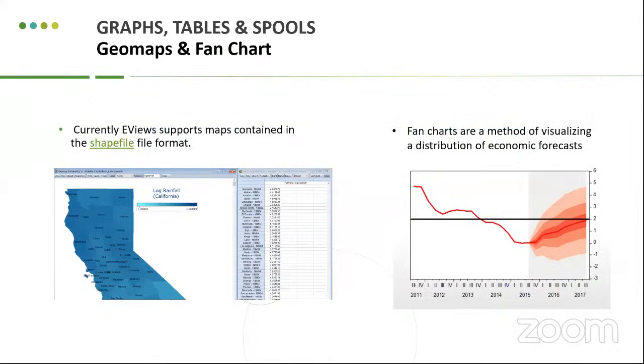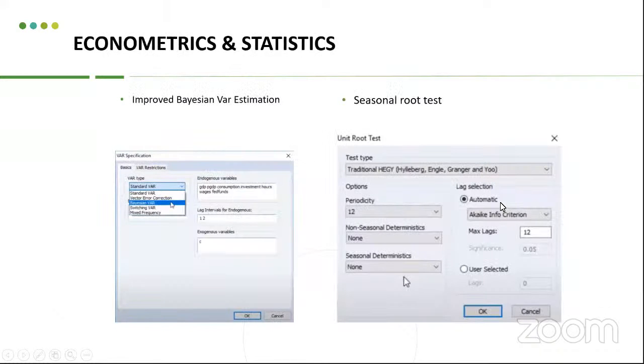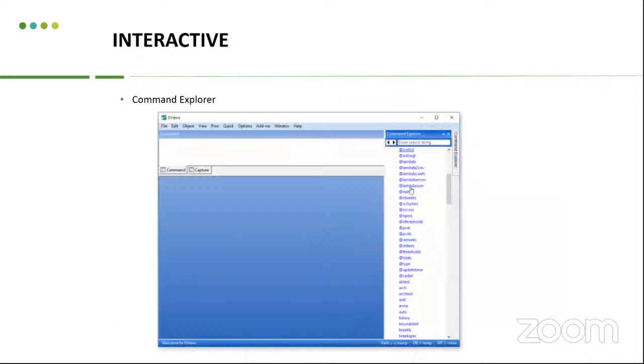Then EViews 11 also came with graph and table improvements, where they introduced the geographical map: if you have a shape file format, you can put that file into mapping in EViews itself. Then in EViews 11, they introduced the fan chart, which you can see in the screenshot over here. Then for econometric statistic, they improved the estimation models, introducing the Bayesian VAR and some other VAR types. And they also introduced the seasonal root test in EViews 11.